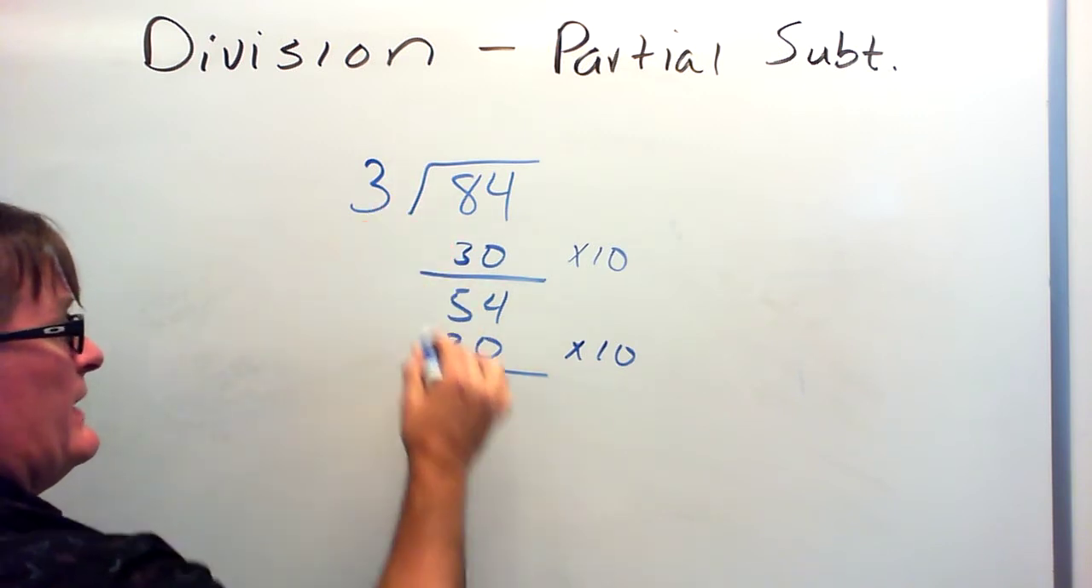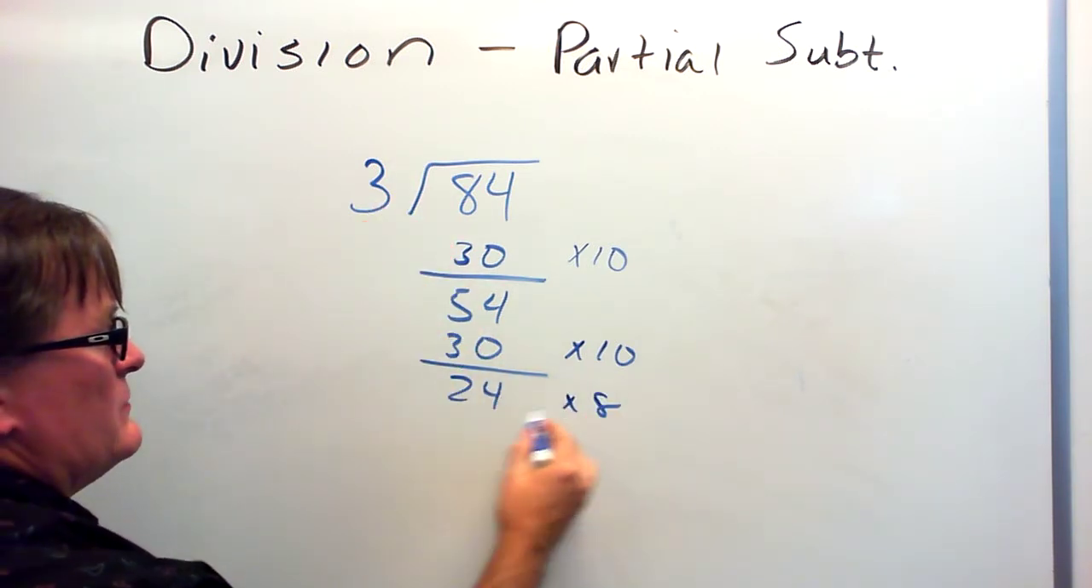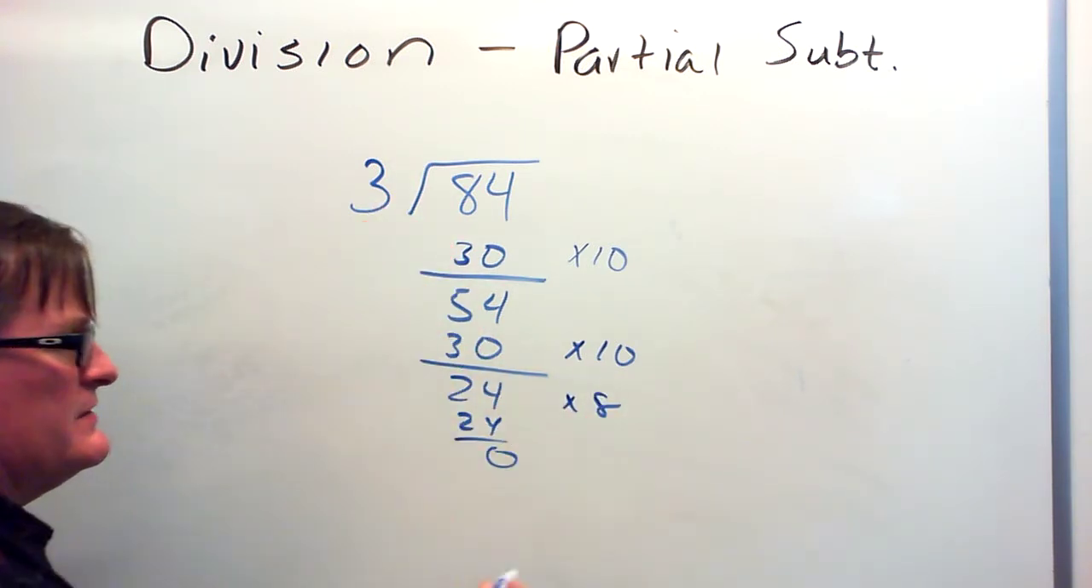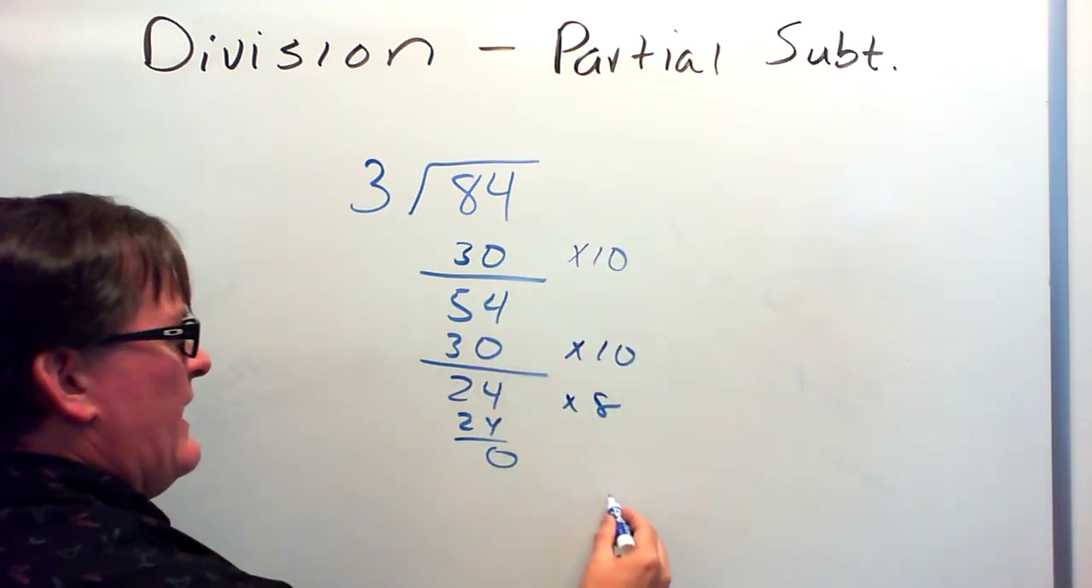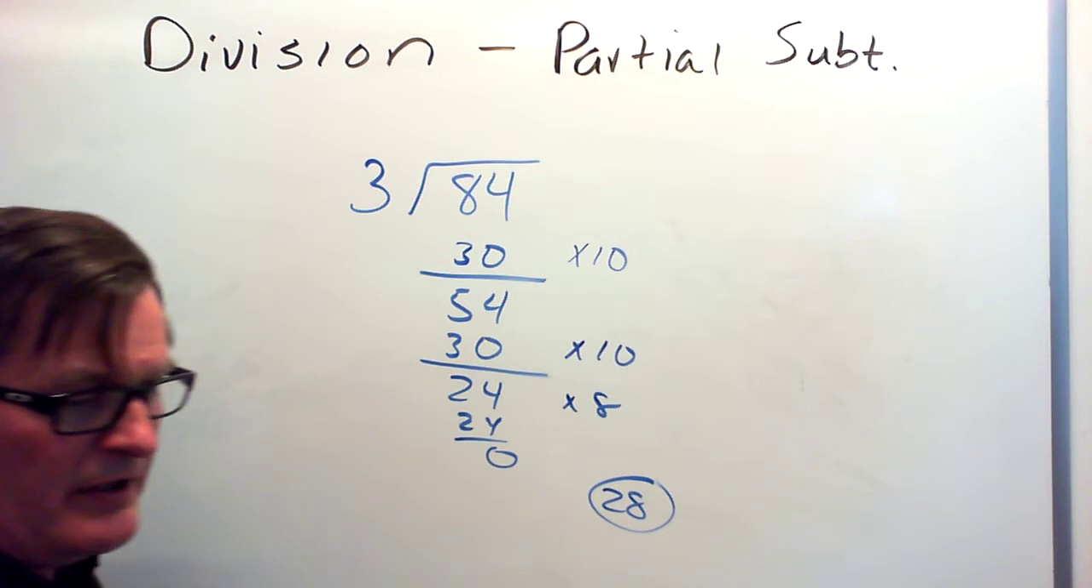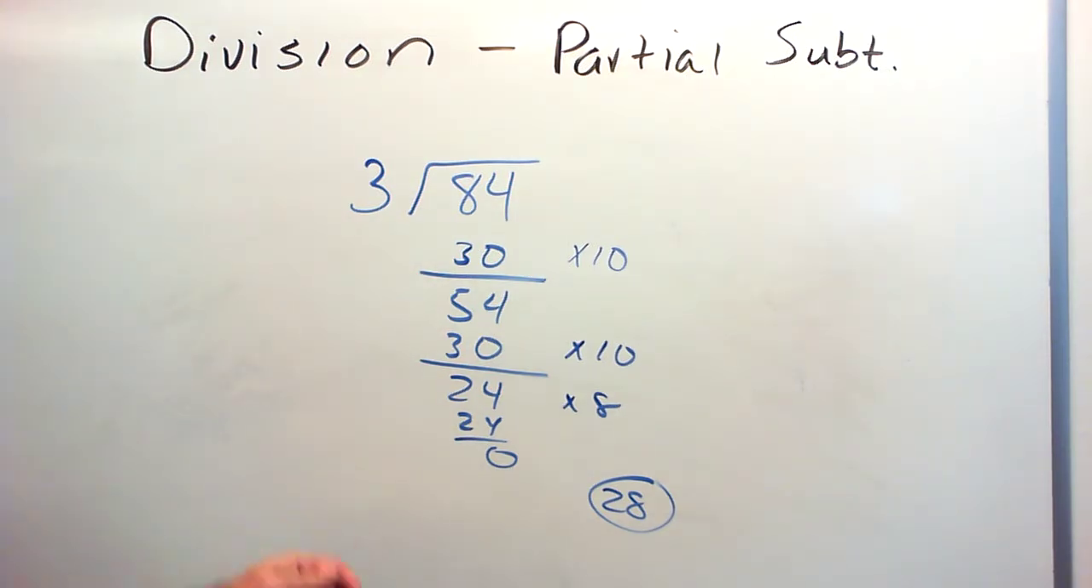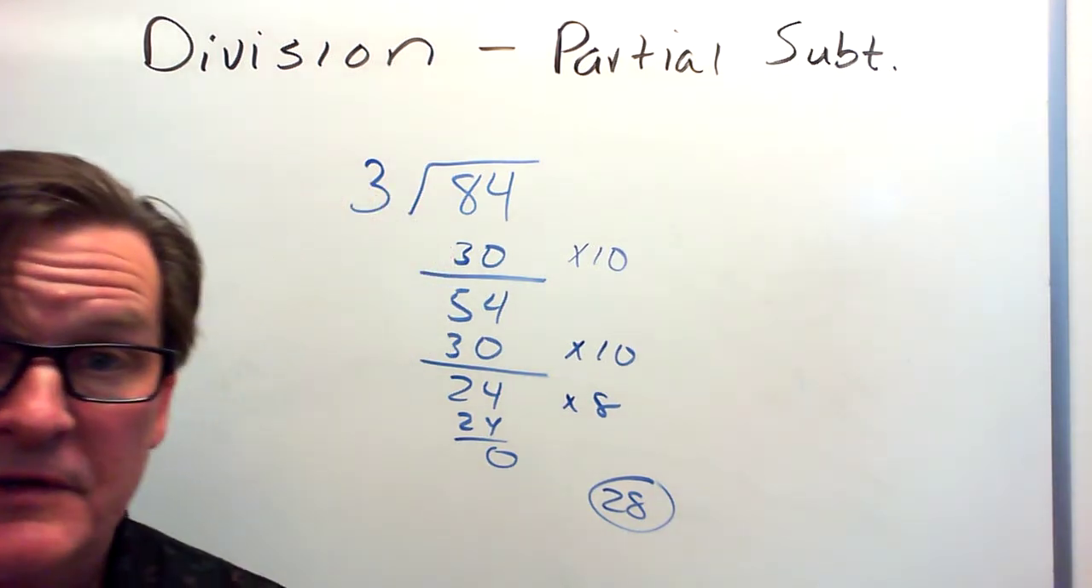And by now they may recognize the fact that 3 times 8 is 24, and they're done with it. So they've divvied them all up, and my answer now is, in each group, I have 28 items. And that's where partial subtraction comes in. Of course, that's not the way you would work the standard algorithm, but it's not dissimilar to it either.